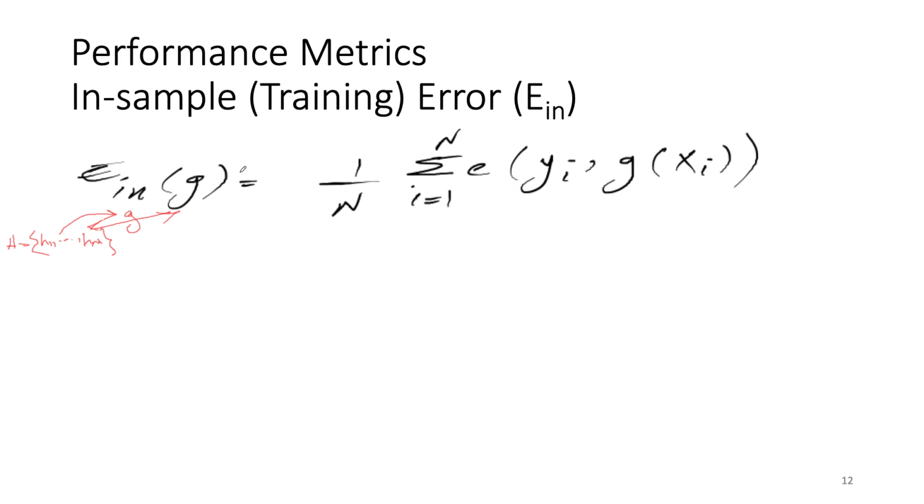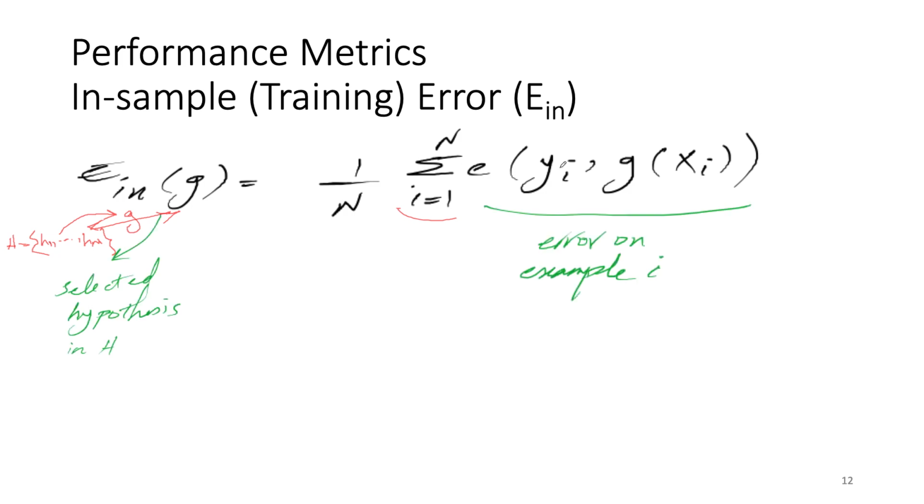So E-in of G, if you want to calculate the in-sample error, is going to be the summation of all the errors that this G of x, the candidate hypothesis, makes when mapping the x's from our data set, and we have to compare them with the true label y, right? So we have to make a summation of all the errors given the training examples. Compare these two values.